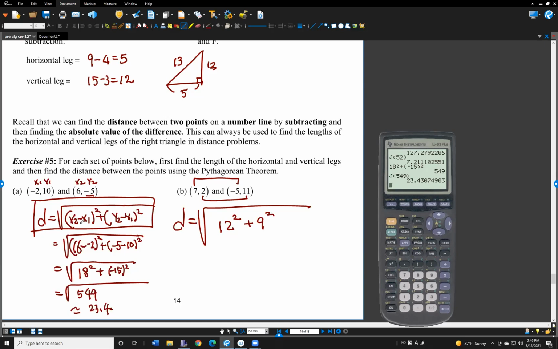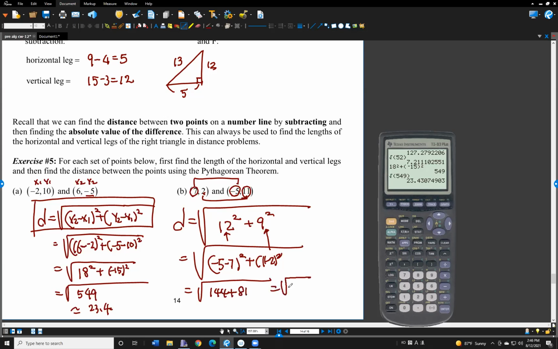Or you can use the formula. The formula is what? x2 minus x1, right? So negative 5 minus 7, squared. Negative 12 squared is positive 12 squared, okay? The next one, y2, 11 minus 2. That is what? 9 squared, right? It's the same thing. So the square root of 12 squared is 144, and 9 squared is 81, total is what? 225. The square root of 225 is what? 15, isn't it?